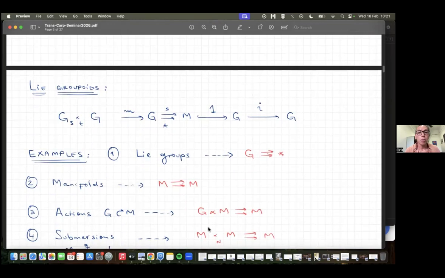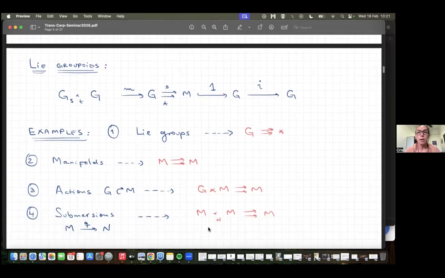A Lie groupoid, shortly, is a small category in which every morphism is invertible. The set of morphisms I am going to denote by G. Any morphism has a domain, which I call the source of g, which is an object in M, and it has a codomain, which I call the target of g, which is also an object in M.